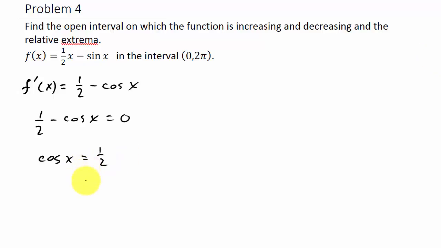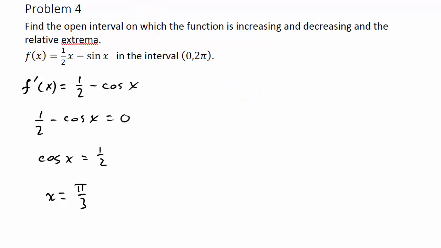Okay, so cosine is 1/2 when x would be, what, 60 degrees or pi over 3, okay? Now remember, we're doing it in the interval 0 to 2 pi. So remember, cosine is positive in the first and fourth quadrant. So we have another solution in the fourth quadrant.